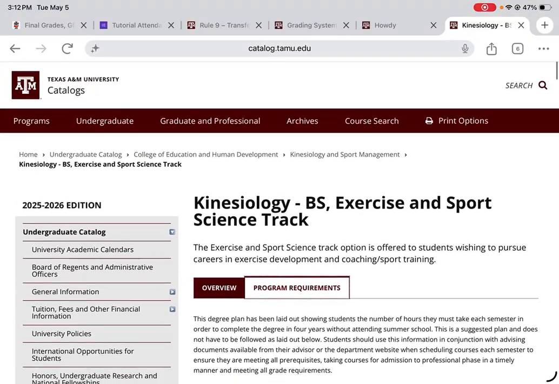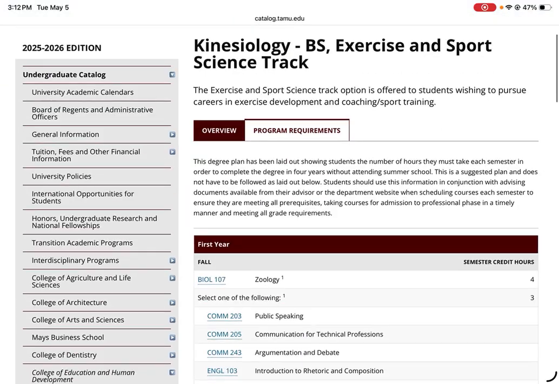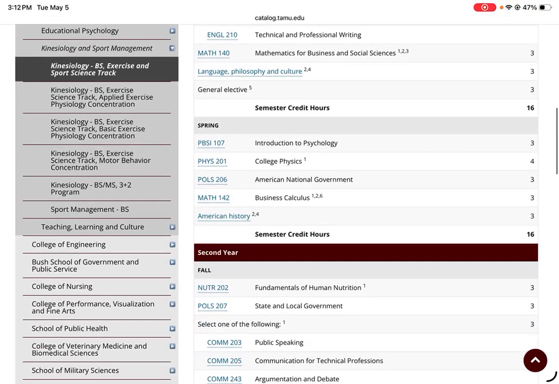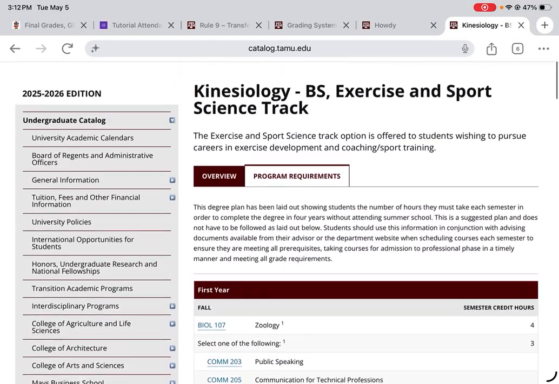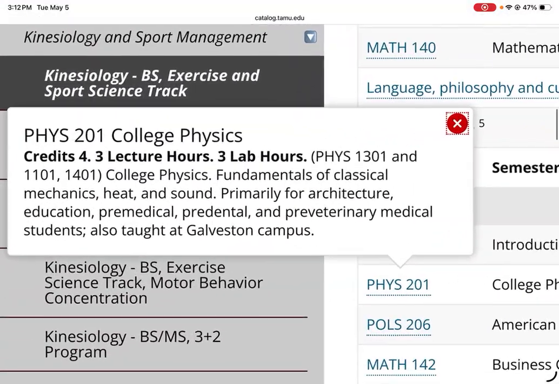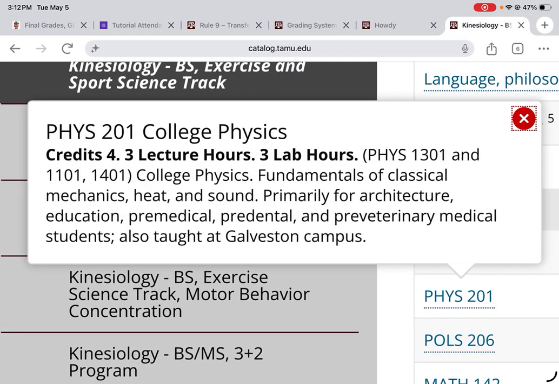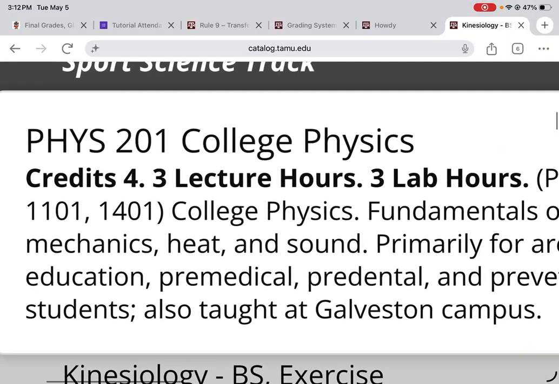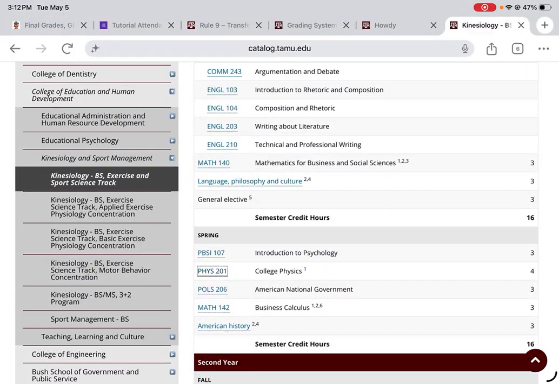So since we figured out from the previous step that honors physics is Phys 201, then you would just look for Phys 201 in the degree plan, and it looks like it's right here. All right, so every student who wants to major in kinesiology within the exercise and sports science track has to take college physics, which is honors physics. So this is our class. So if a kid wants to accept the credit for this class, then they do not have to take this class because they transfer the credit over. So it's the 3 lecture hours and the lab. So you do need the lab for this one as well. Okay, so that's an example for kinesiology.